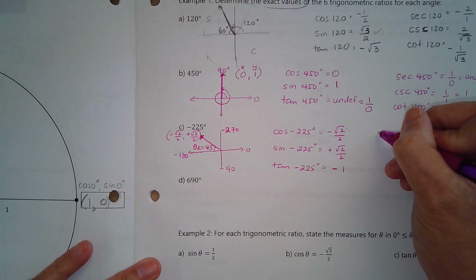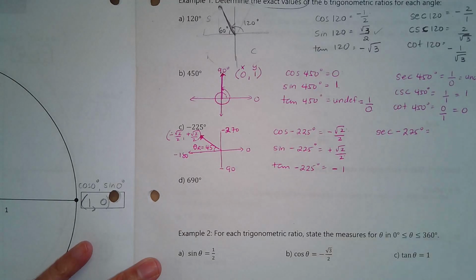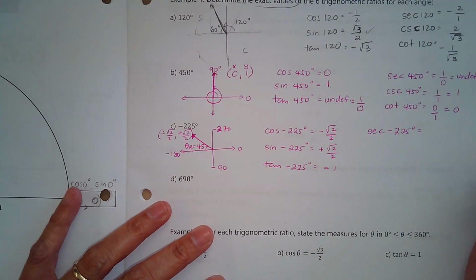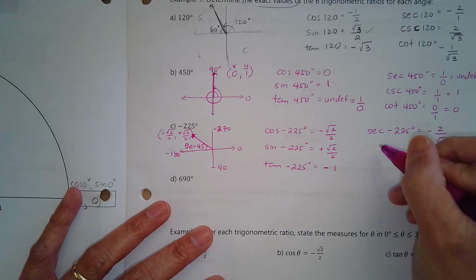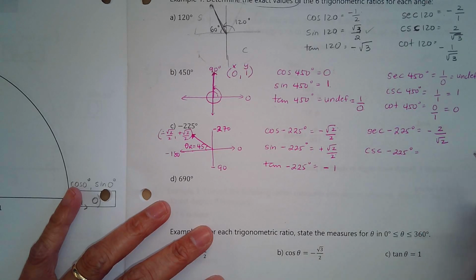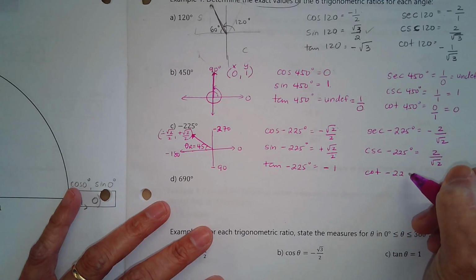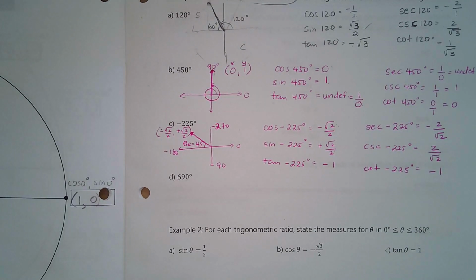Okay, now let's go secant of negative 225. What would that be? Negative 2 over root 2. Cosecant of negative 225 degrees is going to be positive 2 over root 2, and then cotangent is still negative 1. Okay, is that good?